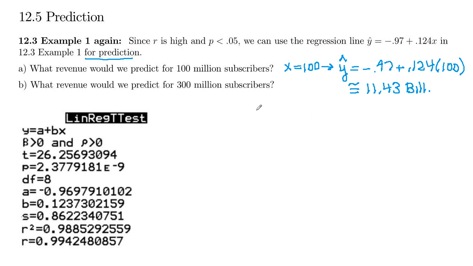And what about 300 million subscribers? Well, that's saying X equals 300. So we again plug that into our regression equation. So the approximate revenue we would expect to be negative 0.97 plus 0.124 times 300.